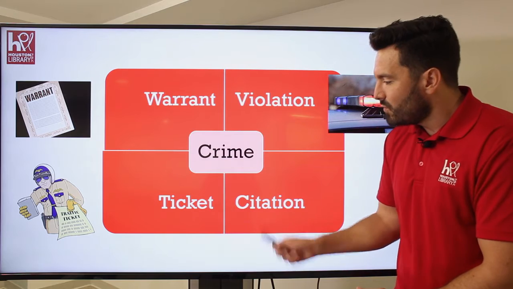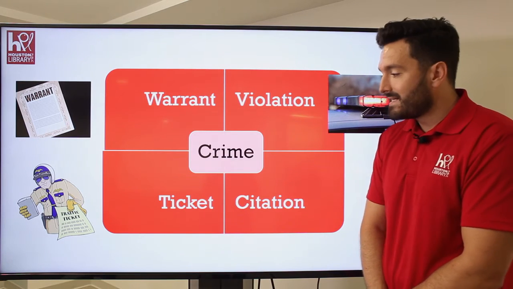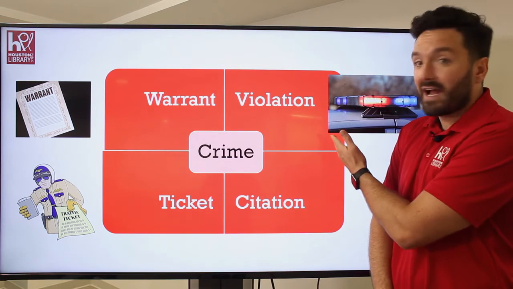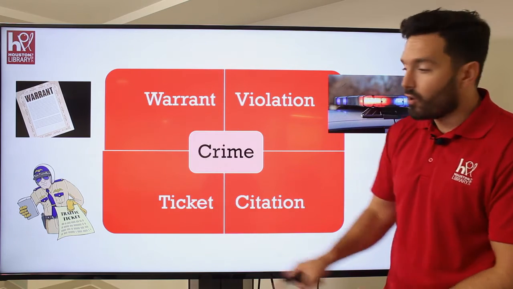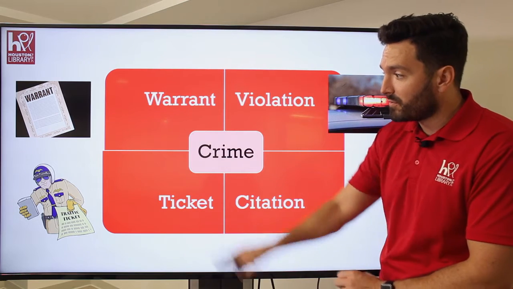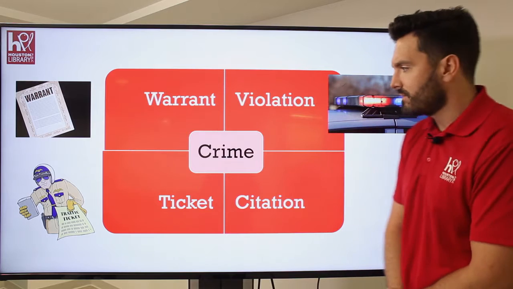And then down here, these two words are typically used interchangeably, ticket and citation. Ticket is more common, I would say. So if you get pulled over for a traffic violation, you may be issued a traffic ticket or a traffic citation, and you'll have to pay that. Okay, so you have a police officer down there issuing that traffic ticket or traffic citation.